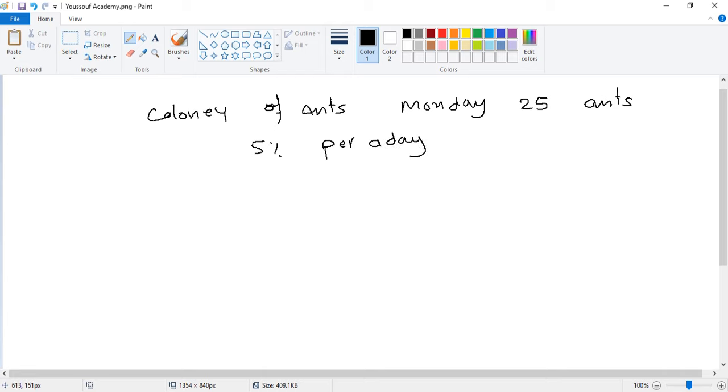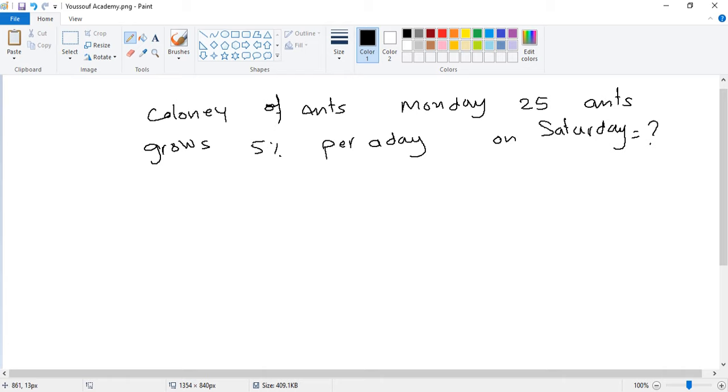The colony grows 5% per day. On Saturday, how many ants? This is the question. So we have Monday. From Monday we have Tuesday, Wednesday, Thursday, Friday, Saturday. 5 days. Every day 5%, etc.